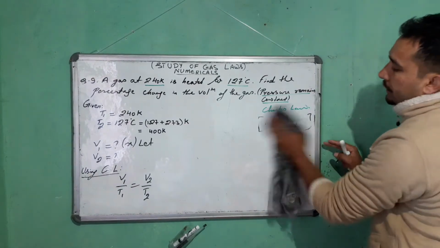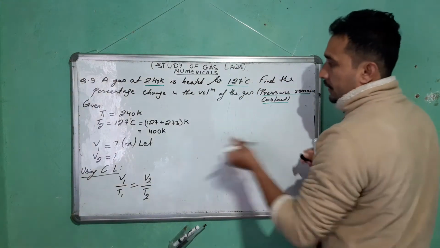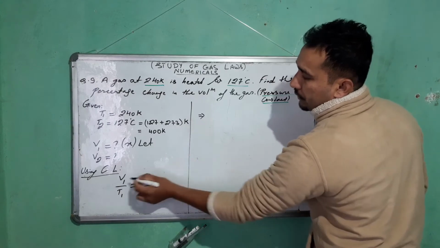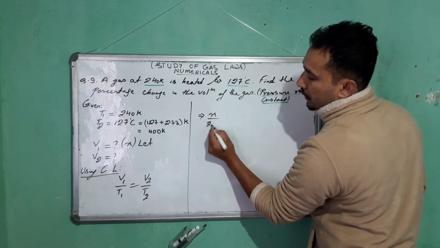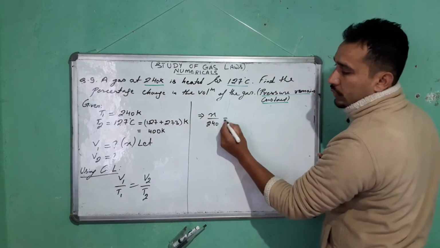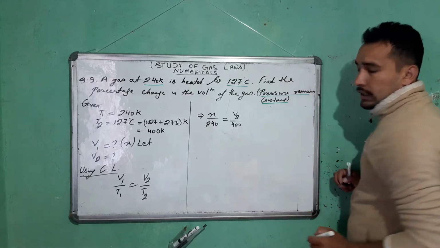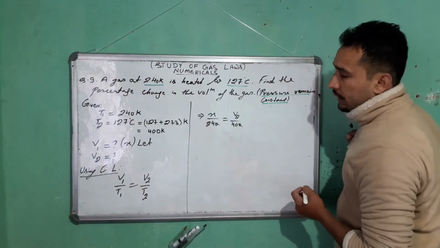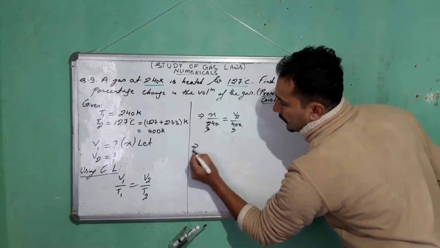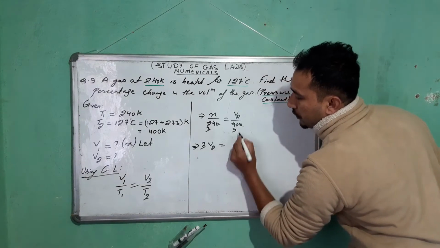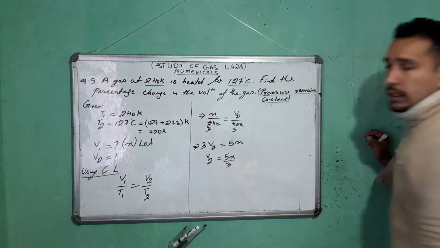Note this down properly. After this, put in the value of V1. V1, which I supposed to be x, divided by T1, T1 is 240, is equal to V2, which we have to calculate, divided by T2, which is 400. The 0 and 0 get cancelled from the denominator. 8 3s are 24, 8 5s are 40. If you cross multiply, 3 into V2 is equal to 5 into x, 5x. So V2 will be equal to 5x upon 3.